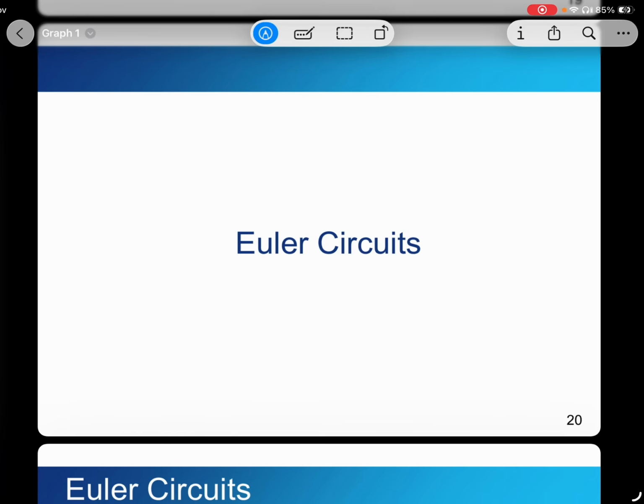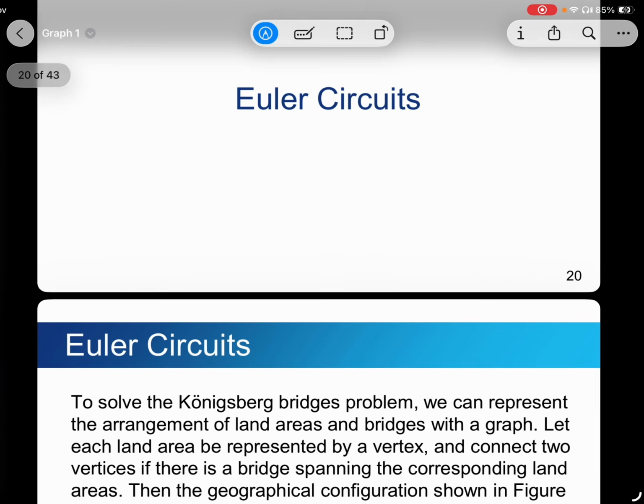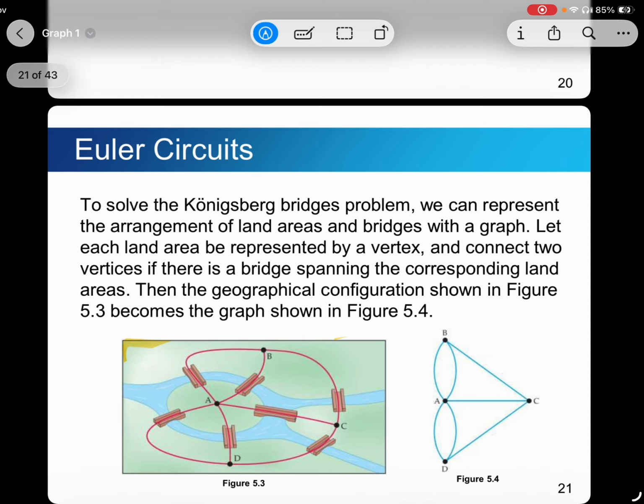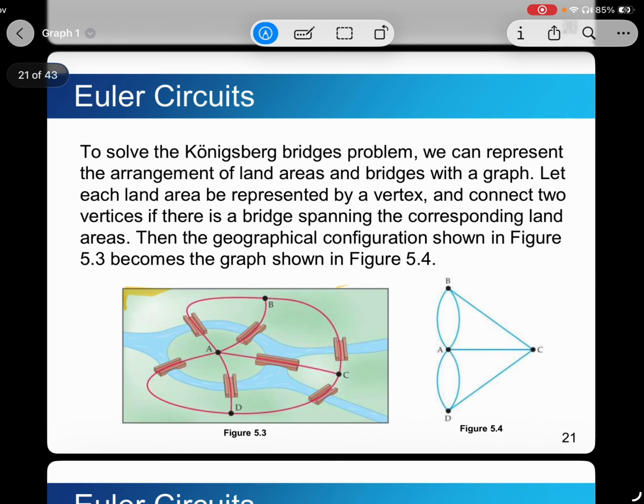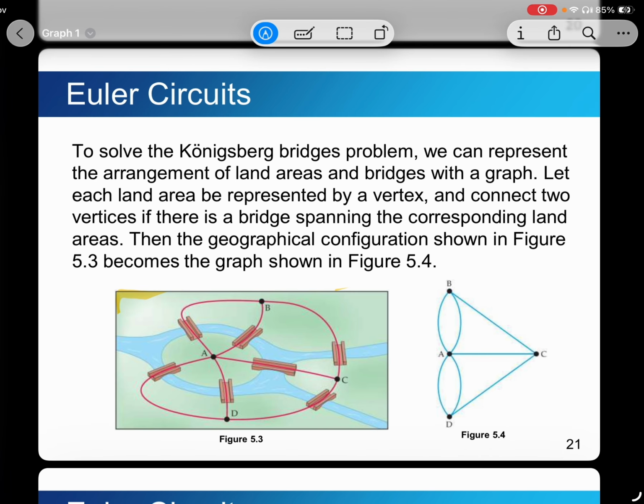So let us now have the Euler's circuit. To solve the Konigsberg bridges problem, we can represent the arrangement of land areas and bridges with a graph. Let each land area be represented by a vertex.